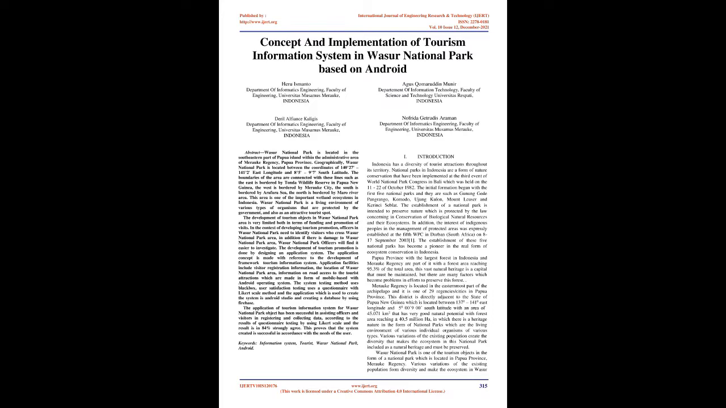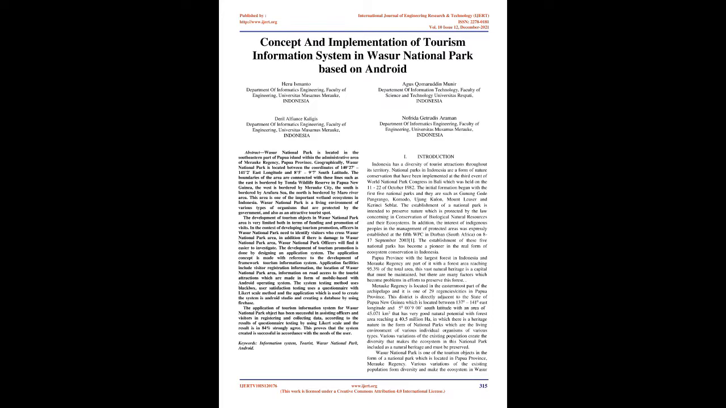Geographically, Wasur National Park is located between the coordinates of 140 degrees 27 minutes, 141 degrees 2 minutes East Longitude and 8 degrees 5 minutes, 9 degrees 7 minutes South Latitude. The boundaries of the area are as follows: the east is bordered by Tonda Wildlife Reserve in Papua New Guinea, the west is bordered by Merauke City, the south is bordered by Arafura Sea, and the north is bordered by Maro River area.